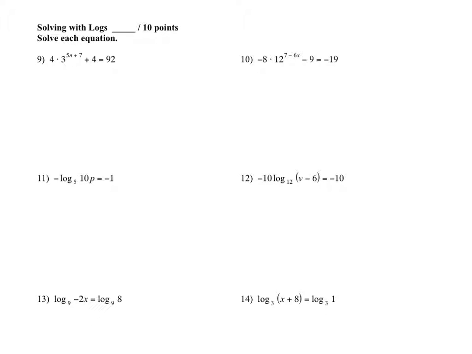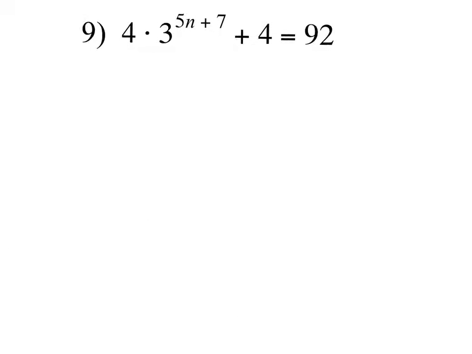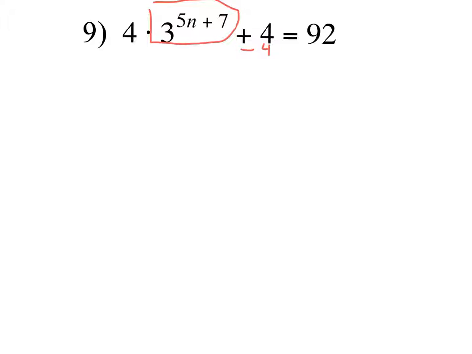Next up, we got some log equations. I'm going to start off with number 9. And my first goal is going to be to get this piece by itself and then convert to logs. To do that, I might do minus 4 to both sides and then divide the whole thing by 4 afterwards. Minus 4 is going to be 88, divided by 4 is going to be 22. So I'm going to rewrite this as 3 to the 5n plus 7 is equal to 22.